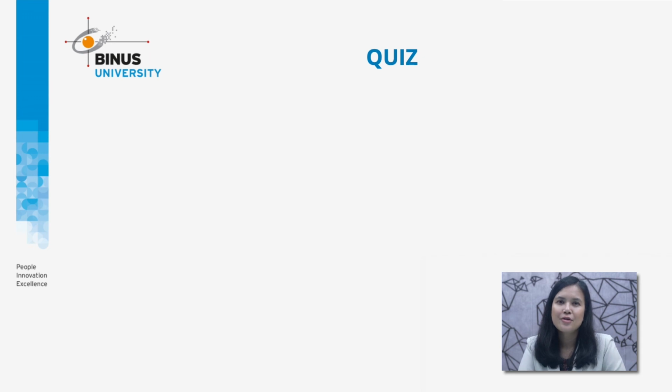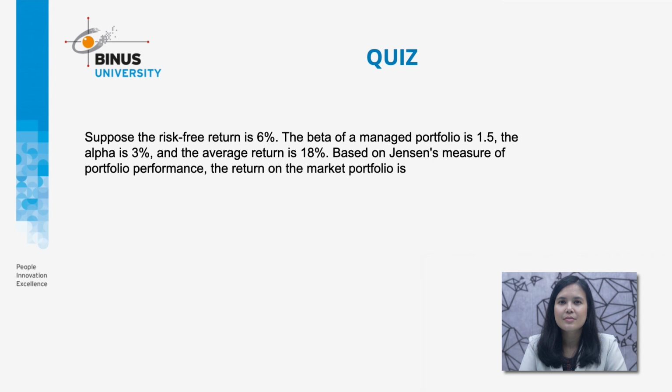Let's have a quiz for this material. Suppose the risk-free return is 6%. The beta for a managed portfolio is 1.5, the alpha is 3%, and the average return is 18%. Based on Jensen's measure of portfolio performance, the return on the market portfolio is: A. 10%, B. 12%, C. 15%, and D. 20%.